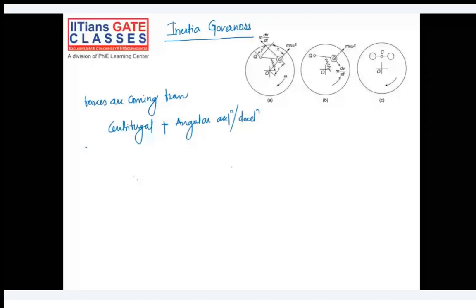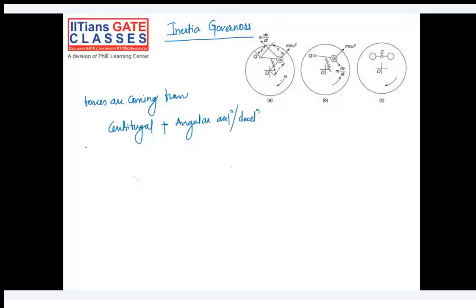So if this disc, which we have mounted on the shaft, is rotating with omega radian per second, then what will happen? Obviously, because of this distance R and mass m, m r omega square will be the force in the outward direction. So this is our centrifugal force. So this is one force. I hope you understood till this.